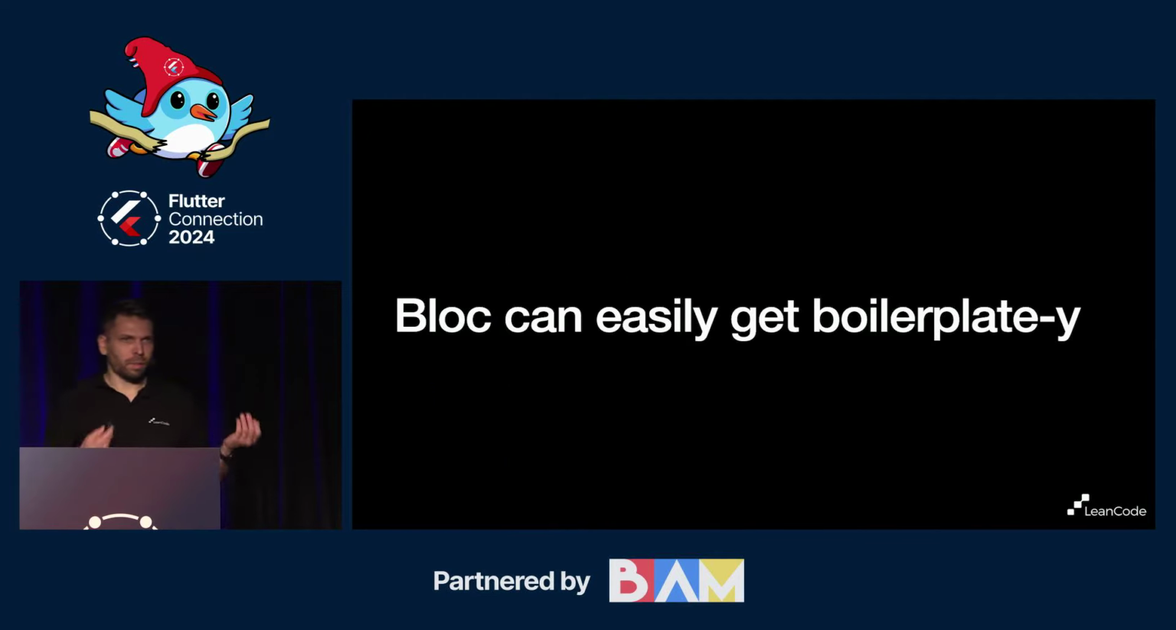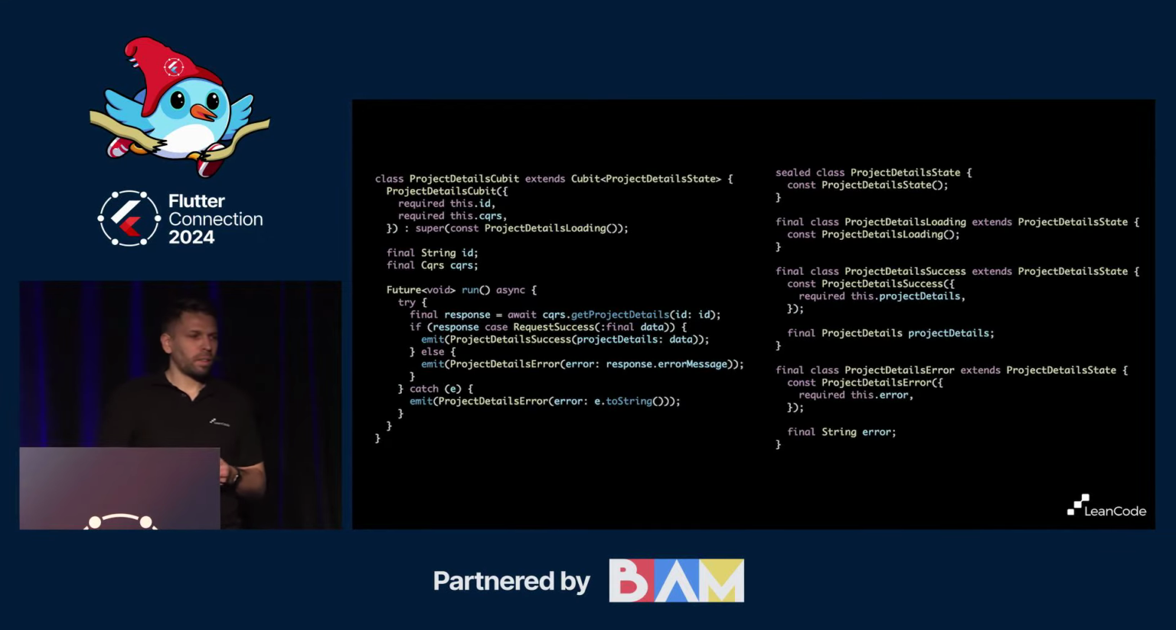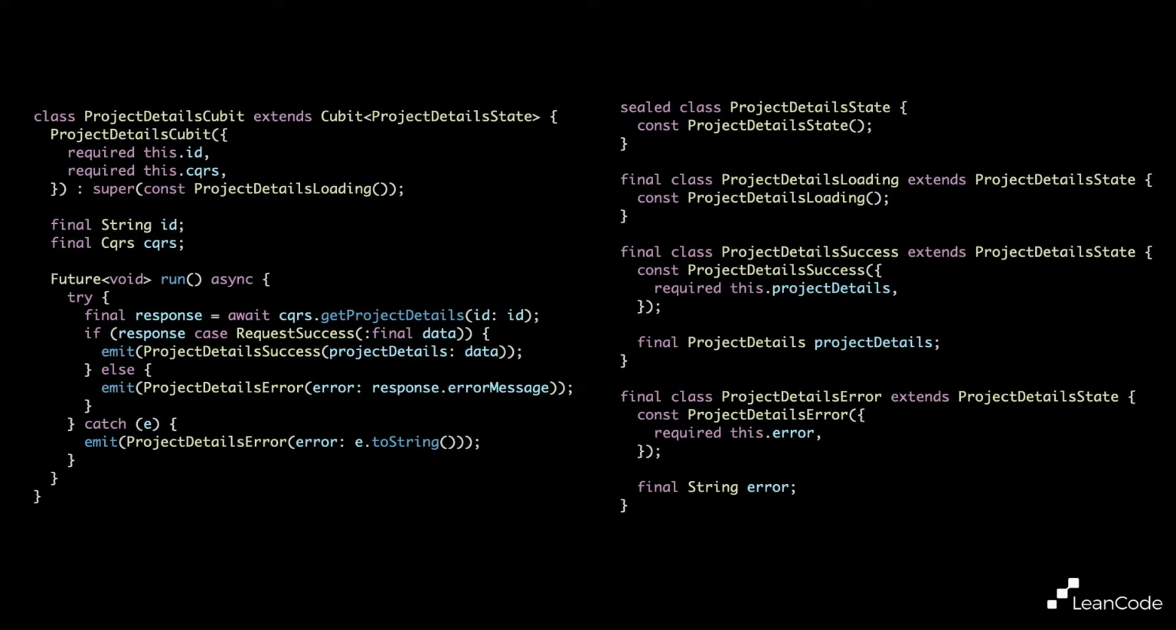The thing about BLoCs is that they can easily get boilerplatey. Here is some piece of code. On the left side, there's a Cubit which fetches some project details from some API. On the right side, we have a couple of states. Typically you need a loading state to show some loader, a success state to show the actual data, and an error state. It's a perfectly fine piece of code, but when you have dozens of features in your app, what typically happens is you end up copy and pasting it and just changing names.